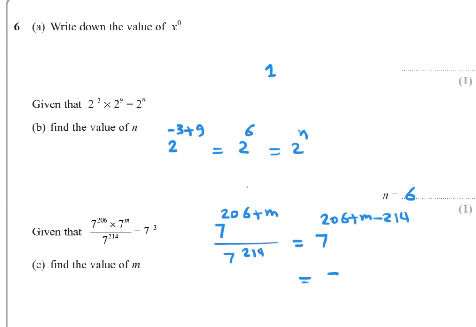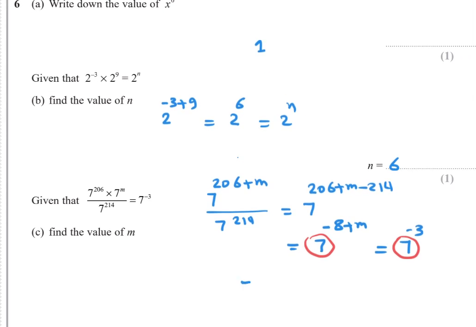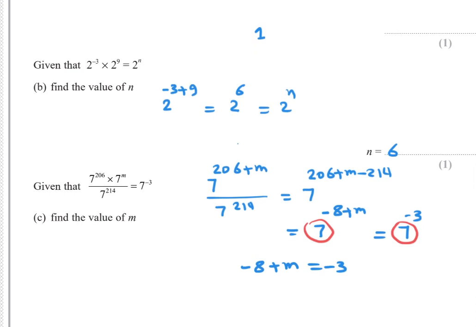So this can be simplified to 7 power 206 plus m minus 214, equals 7 power 206 minus 214, so negative 8. So 7 power negative 8 plus m equals the right hand side, which is 7 power negative 3. Now base equal base, so same power. So negative 8 plus m equals negative 3. Now transpose negative 8 to the other side by positive, so m equals 8 minus 3 equals 5.